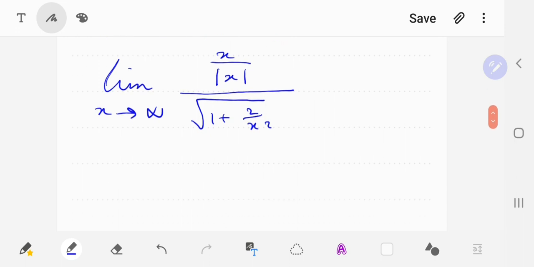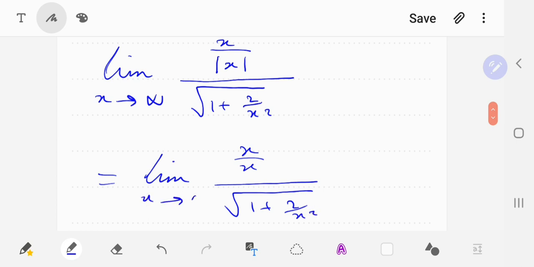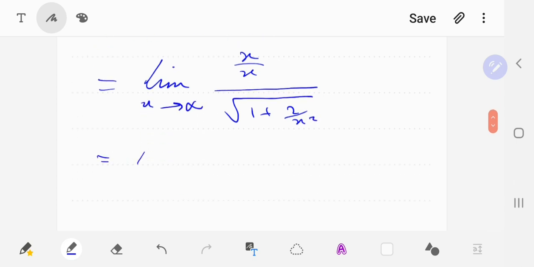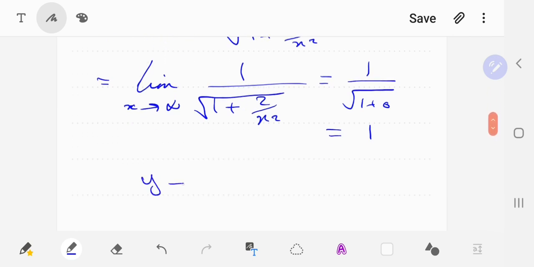So in this case, we'll have the limit of x over x over square root of 1 plus 2 over x squared as x approaches infinity, which means the limit of 1 over square root of 1 plus 2 over x squared as x approaches infinity. Now if you evaluate the limit, you will get 1 over square root of 1 plus 0, which is 1. So we have y equals 1 as a horizontal asymptote.